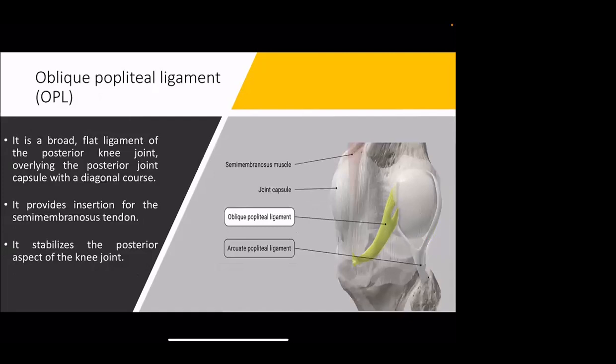Oblique popliteal ligament. It is a broad, flat ligament of the posterior knee joint overlying the posterior joint capsule with a diagonal course. It provides insertion for the semimembranosus tendon and stabilizes the posterior aspect of the knee.